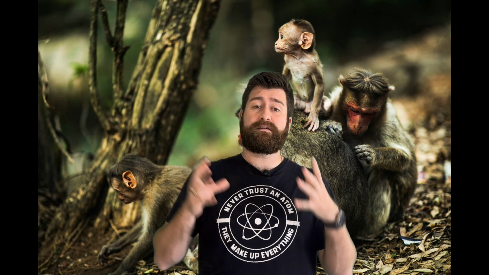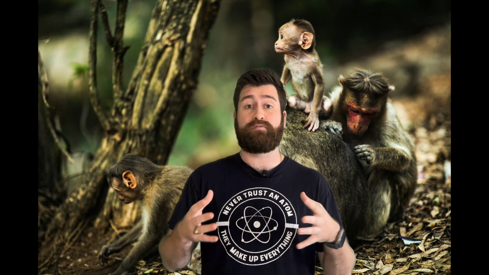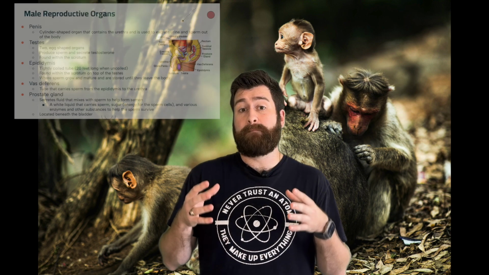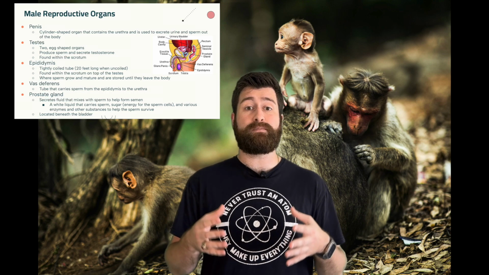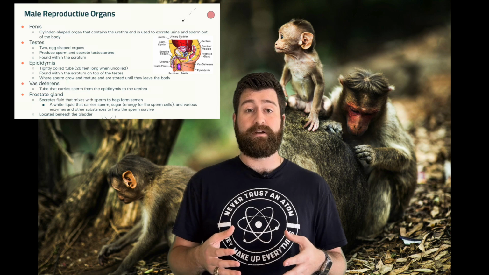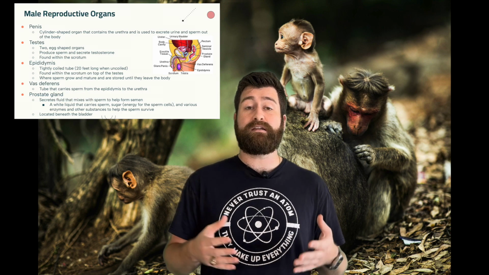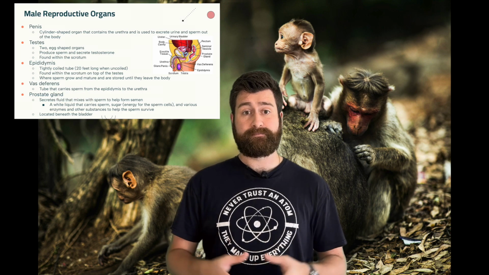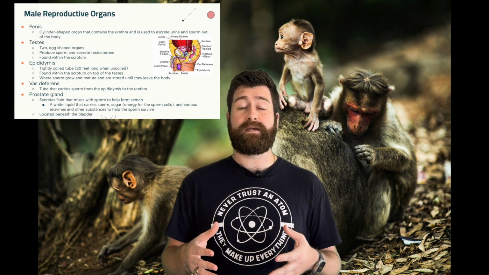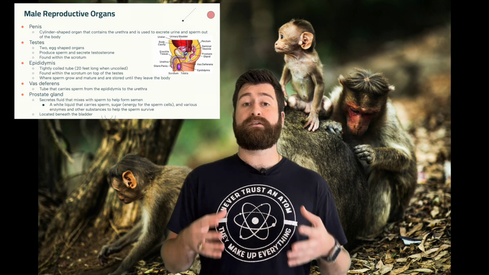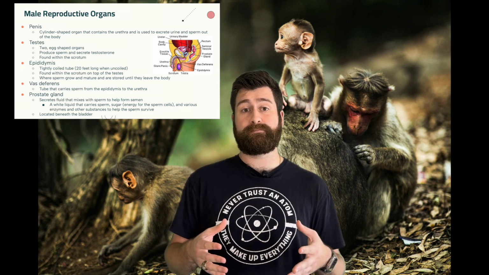Now, before we move on to plants and fungi, we're going to take a little time and talk specifically about human anatomy as it relates to reproduction. Starting with male reproductive organs, there is the penis, which is a cylinder-shaped organ that contains the urethra and is used to excrete urine and sperm out of the body. There are the testes, which are two egg-shaped organs that produce sperm and secrete testosterone. These are found within the scrotum.